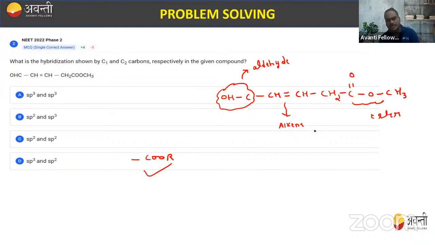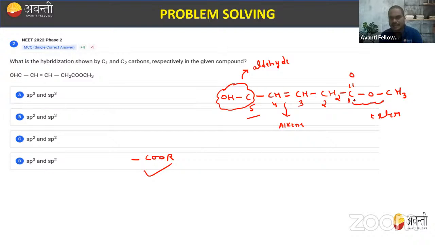So numbering will start from the ester side. This is the first carbon, carbon number 1, this is number 2, this is 3, this is 4, and this is 5. So in this question, they're asking what is the hybridization shown by the C1 and C2 carbon. You need to calculate the hybridization for the C1 and C2 carbon respectively in the given compound. So let me find out the hybridization shown by the C1 and C2 carbon.